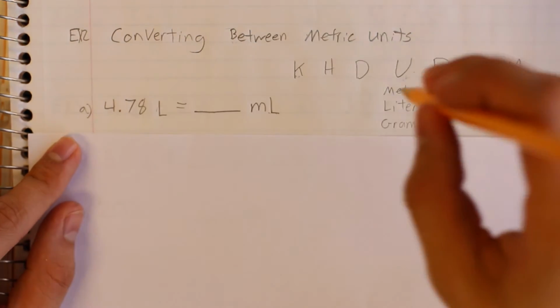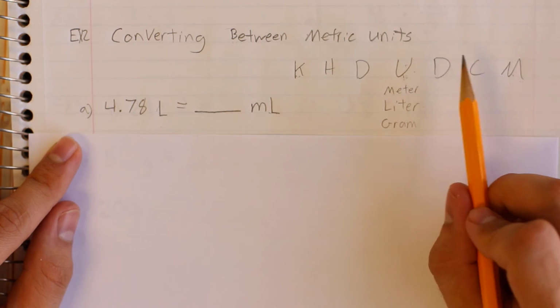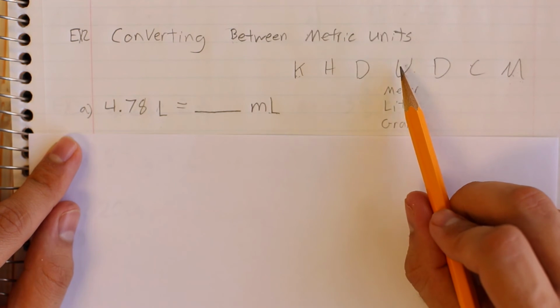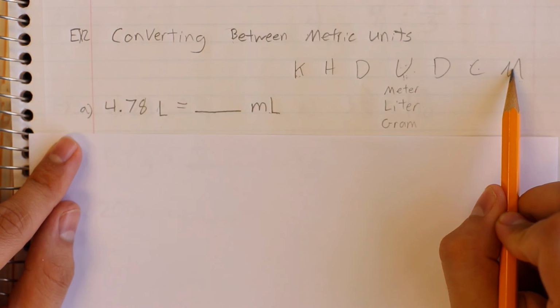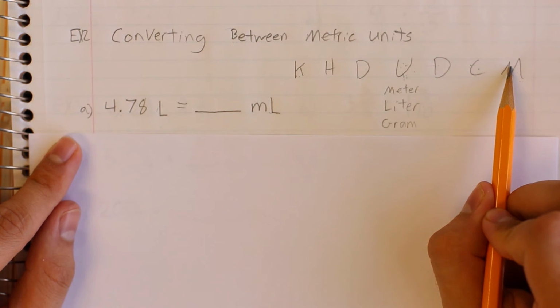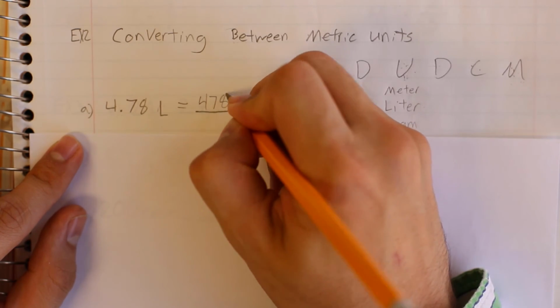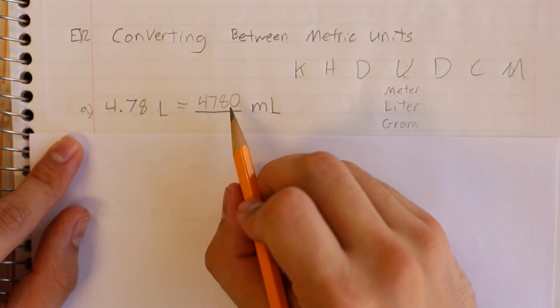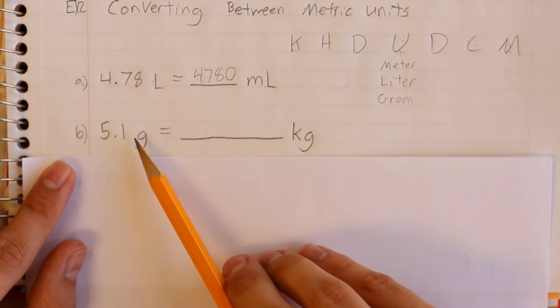Well, if I start at liters, so I start here at the U, and I have to move over here to the milliliters. So I move over 1, 2, 3. Don't count the spaces, count as you move. You don't count where you're standing, you count each step. So again, 1, 2, 3. I moved 3 times to the right. Move the decimal 3 times to the right. And you will get 4,780.